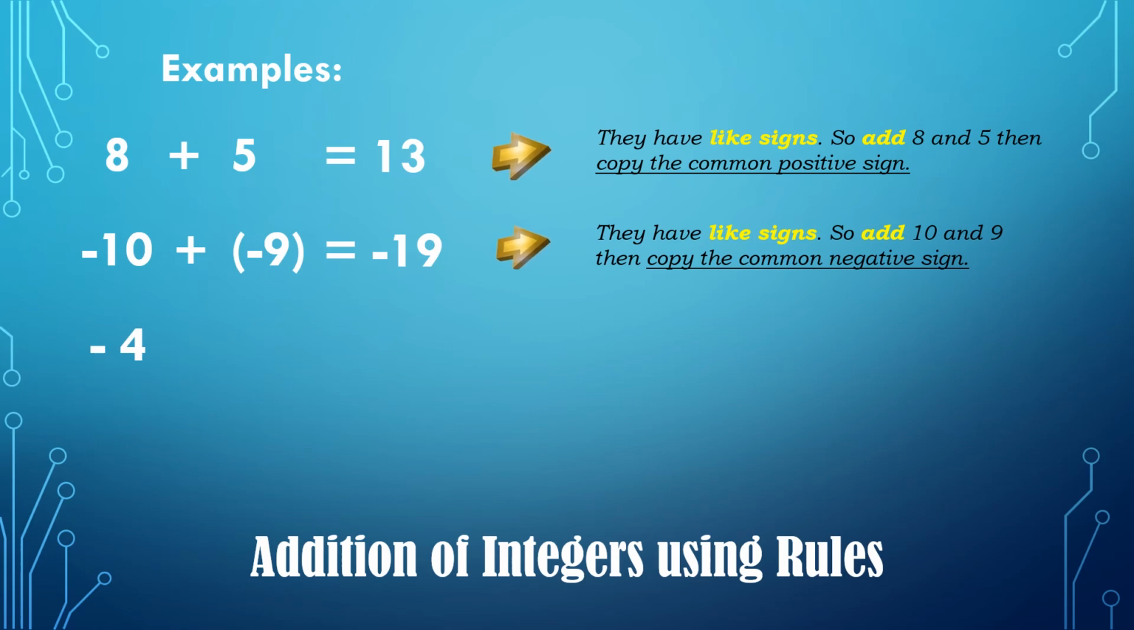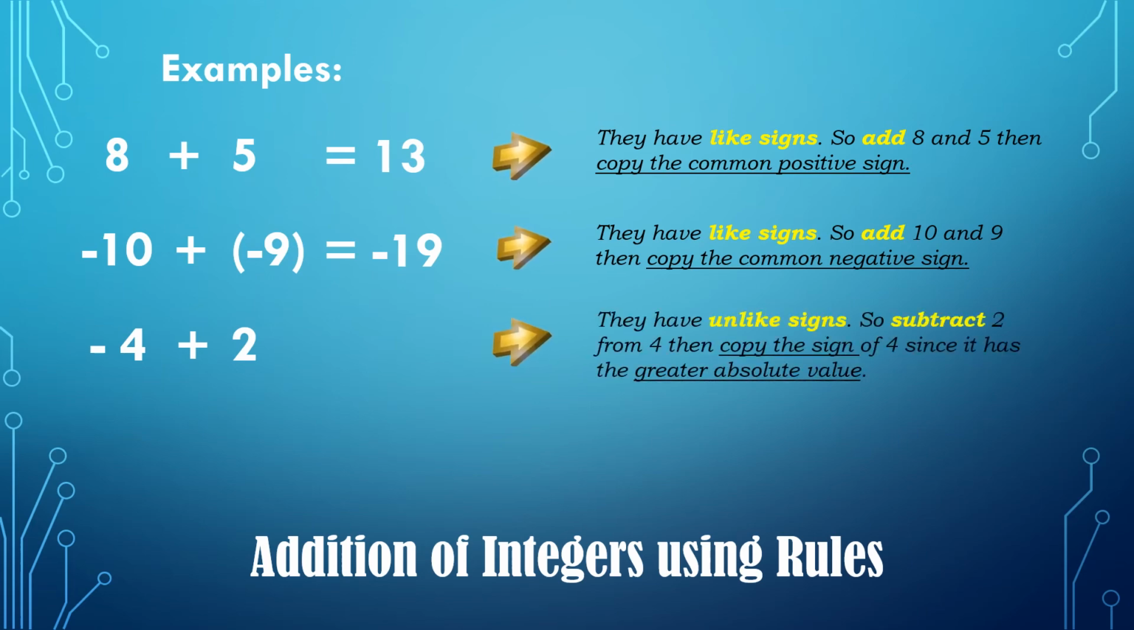Another one. Negative 4 plus positive 2. Using the rules of adding integers, we notice that they have different signs or unlike signs. So subtract 2 from 4, then copy the sign of 4 since it has the greater absolute value. So, it is equal to negative 2.